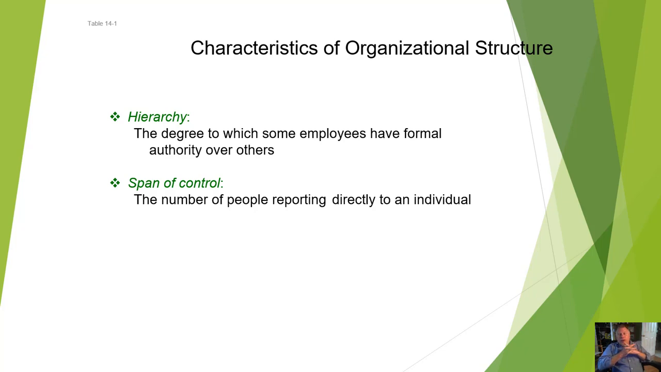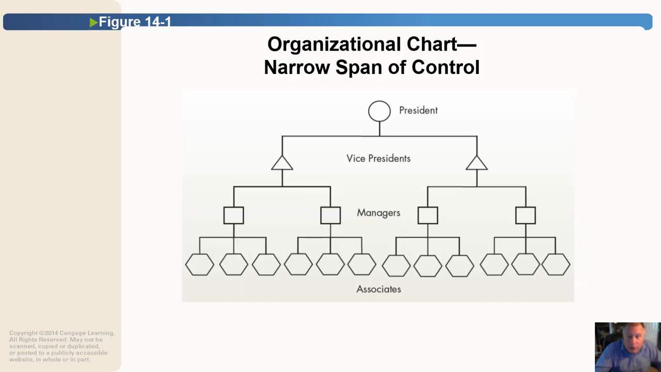The other thing is, continuing on with the characteristics of organizational structure, hierarchy. That's, is there formal authority over others? Span of control, the number of people reporting directly to an individual. There's probably an effective number, and as we go through some of them, we'll see how that does turn out.